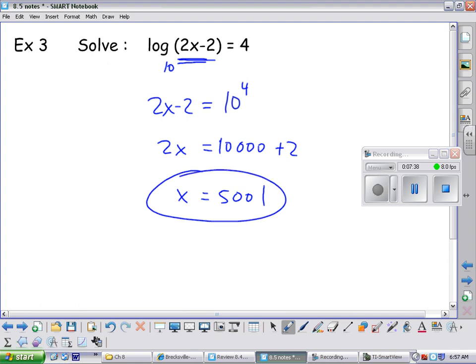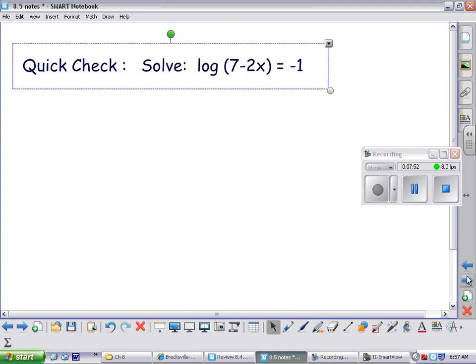All right, not too difficult, but knowing what to do in the original setting is the key. Knowing that the base of 10 is there, and that I want to turn that into an exponential. But the math is actually pretty easy. Let's try one more of those.